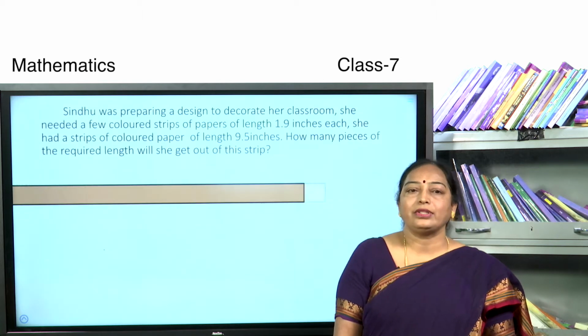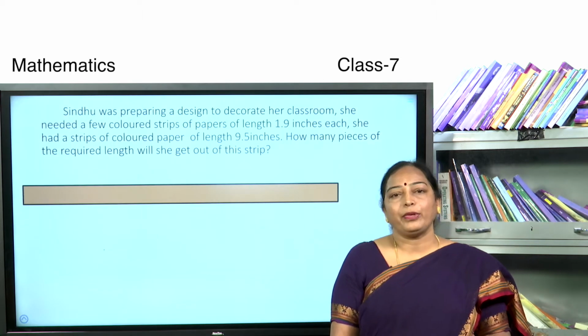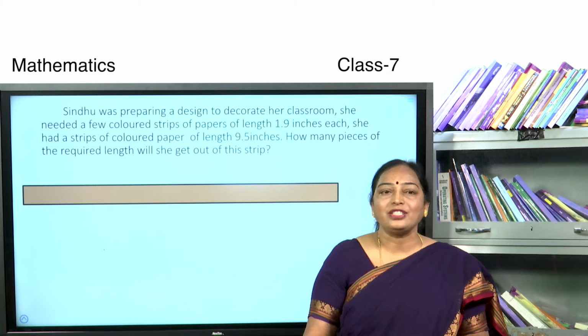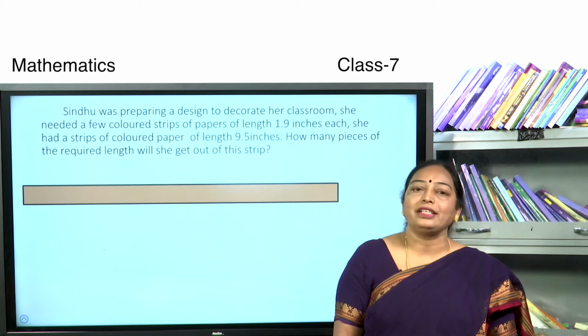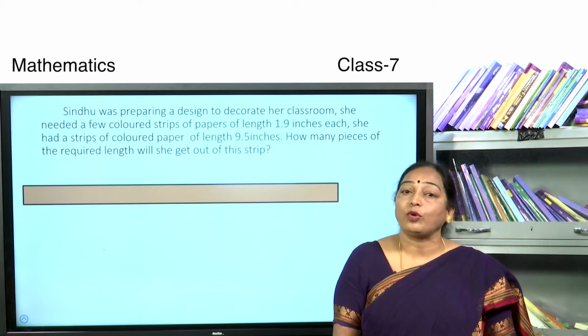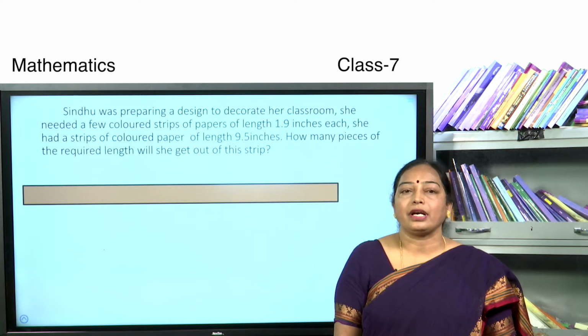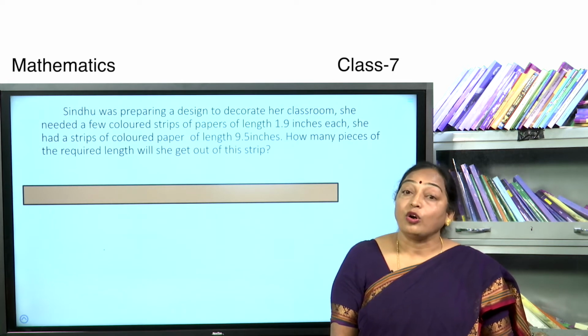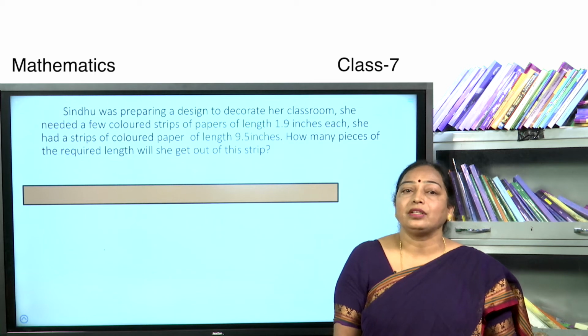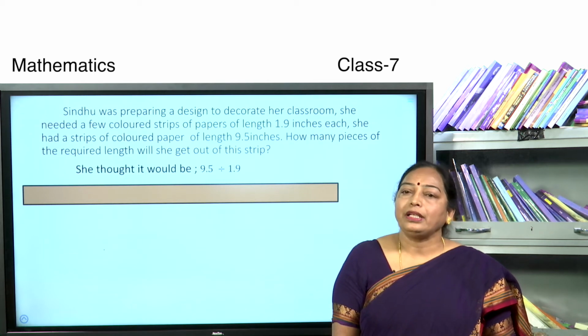Children, let us see one situation. Sindhu was preparing a design to decorate her classroom. She needed a few colored strips of paper of length 1.9 inches each. She had a strip of colored paper of length 9.5 inches. How many pieces of the required length will she get out of this strip? She thought it would be 9.5 divided by 1.9.